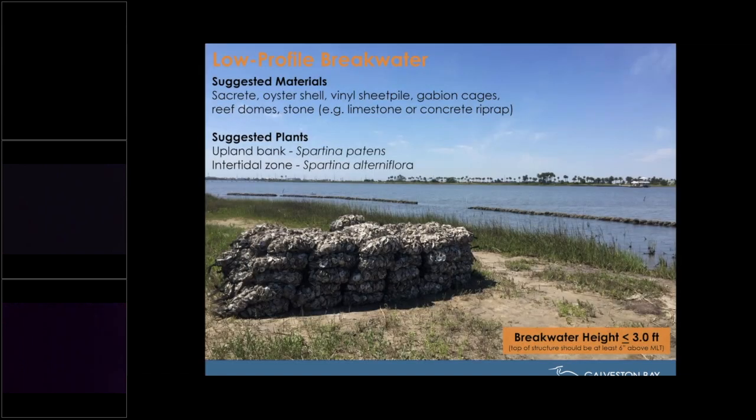So for a low profile breakwater, all that means is that it's going to be a structure or wave break structure that's utilized in an area with lower wave and wind energy. It's more appropriate there because it's a smaller structure, typically 3 feet or less in height. And these structures are often made out of alternative materials like oyster shell, as you see in the picture here, sometimes reef domes, but it could also be limestone or concrete riprap.